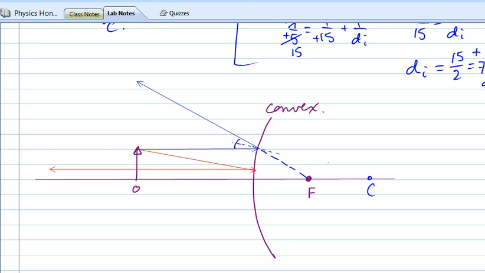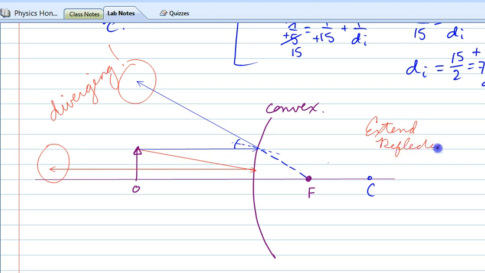Now that's a problem because I have two light rays which have bounced off the mirror, but these are diverging from each other. Well, I need to do the same thing with this second ray that I did for the first, and that is I need to extend the reflected ray backwards. Now this is the tricky part because you have to be careful that you extend the reflected ray backwards, not the incident ray, but the reflected one. That's key. If you don't do that, it's not going to work.